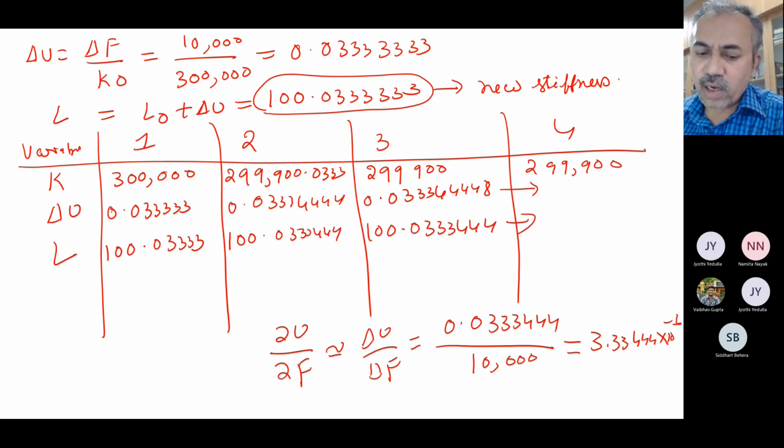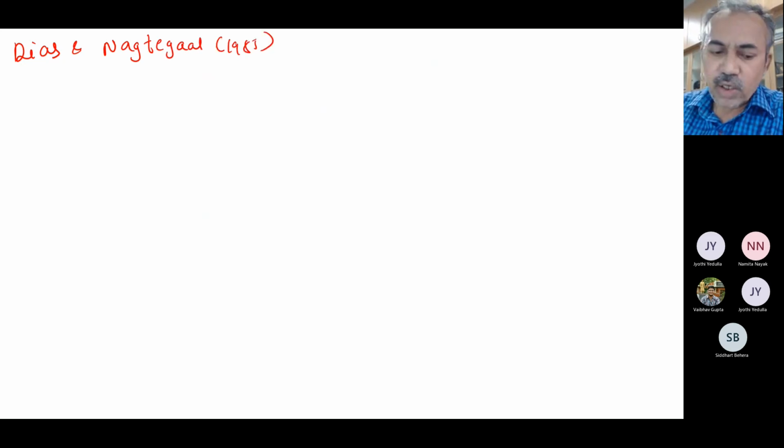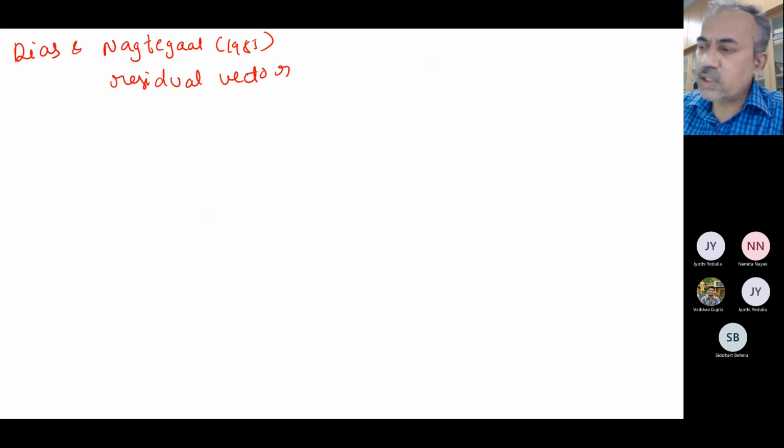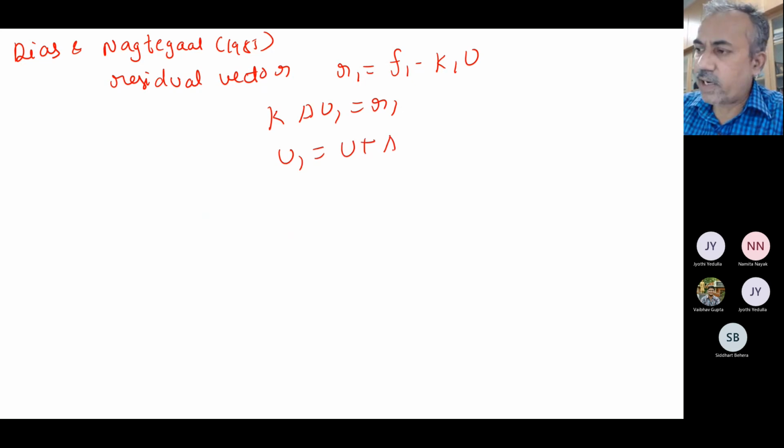Okay, so there is one more formulation also, which they calculate in terms of residuals. That is Diaz, and this paper is available online on probabilistic structural analysis. So they do it in an iterative fashion also. They define a residual vector. The residual vector is R1 as F1 minus K1 times U, then K into delta U1 is equal to R1, and then they update U plus delta U1, and then they redo this calculation also.